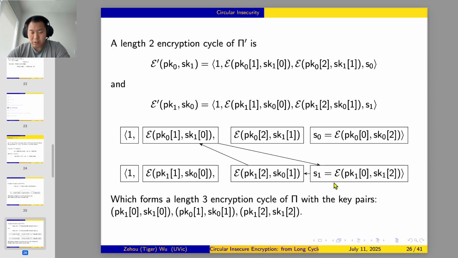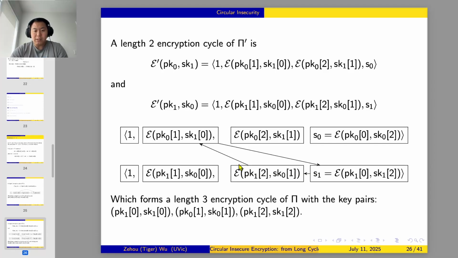So let's begin with pk10 here. We can notice that pk10 is used to encrypt sk12, and the corresponding public key to sk12 is pk12, which is used to encrypt sk01, and its corresponding public key is pk01, which encrypts sk10, whose corresponding public key is pk10. So this is the length 3 encryption cycle of pi.